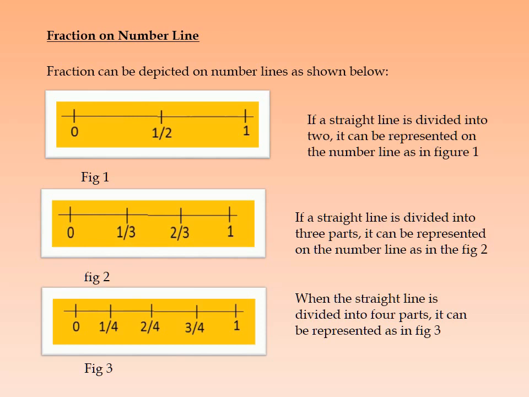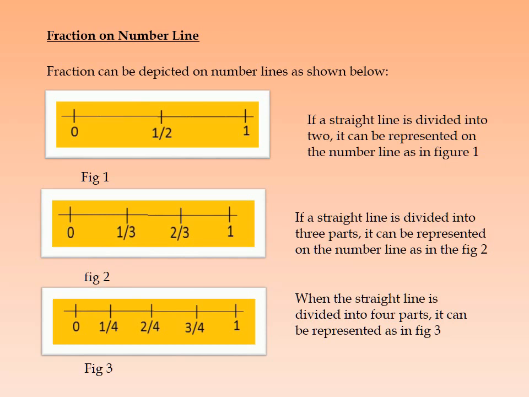Then in figure 2, if a straight line is divided into 3 parts, it can be represented on the number line as in figure 2. You can see figure 2 there. You see a straight line divided into 3 equal parts. So from 0 you have 1/3, which is the first part. Then you move on to 2/3, which is the second part, and you move on to 1. So you have 0, 1/3, 2/3, and 1.